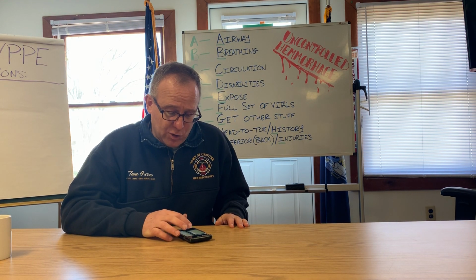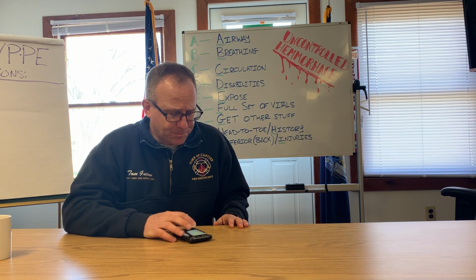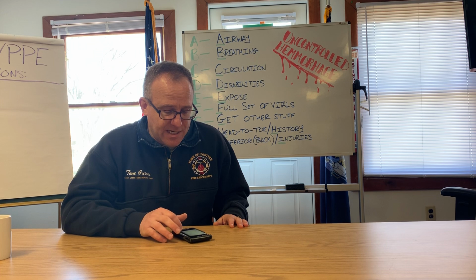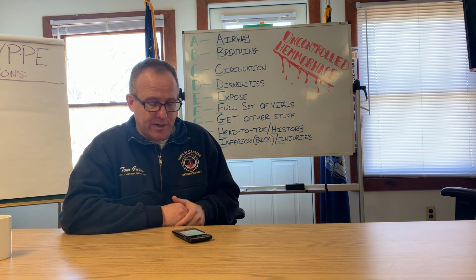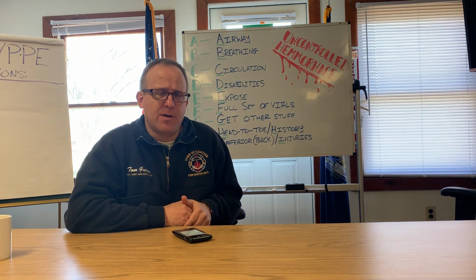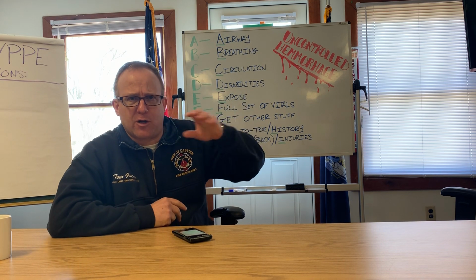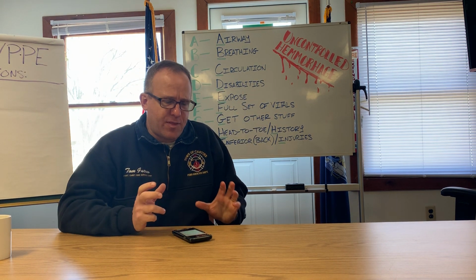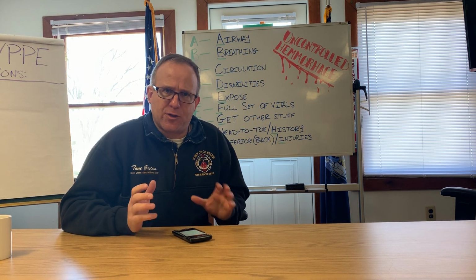So moving on from circulation, we're going to go to disability. And that's what the D stands for. And the disability is really a neurologic assessment. So we've checked our airway, our breathing, our circulation. We've done the things we need to do at those stages.